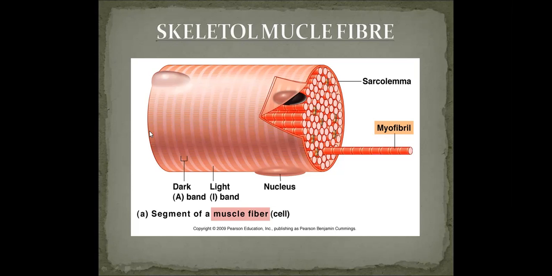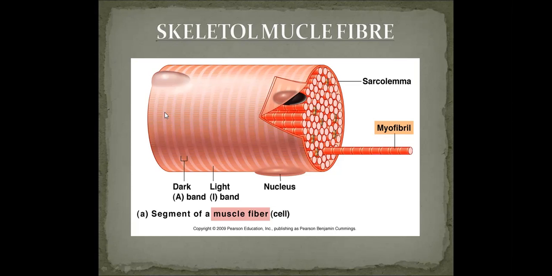Here you can see that this is a light band and this is a dark band. This is again a light band, dark band, light band, dark band. So light and dark bands are present alternately throughout the length of this muscle fiber.